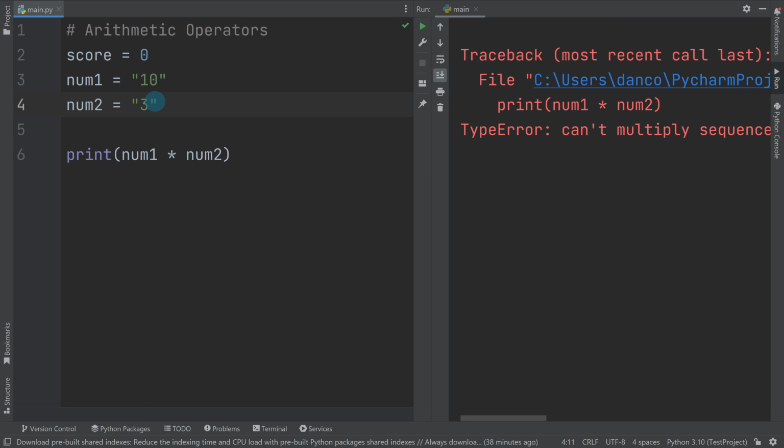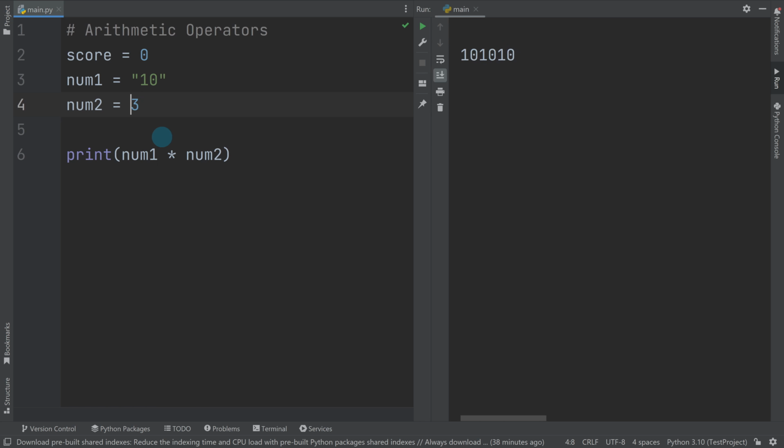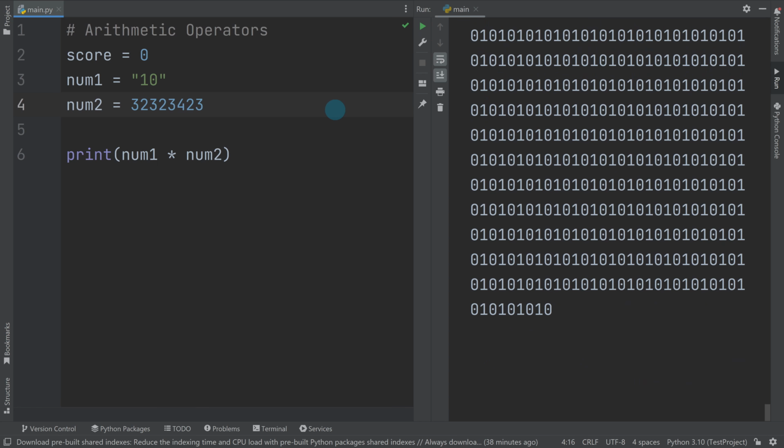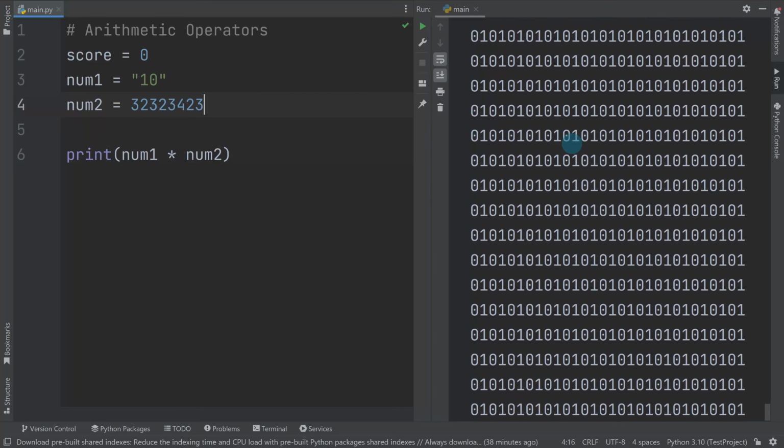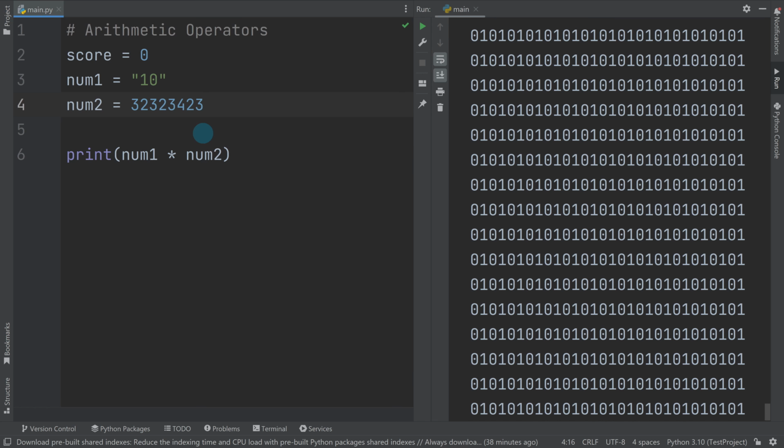But if I make the second one an integer, so then I've got the word 10 times by 3, you can probably guess where this is going, but it does 10, 10, 10. So it will do it 3 times. So if I make this number long and I run it, it's just outputting 10 that many times. A lot. Okay, so these are arithmetic operators. There are a couple of them that still have a meaning if you've got different data types that's worth knowing about.